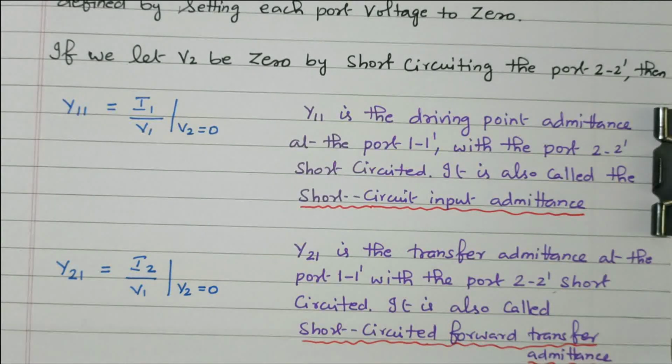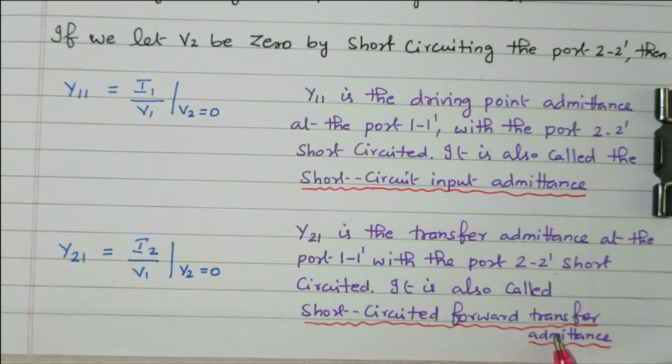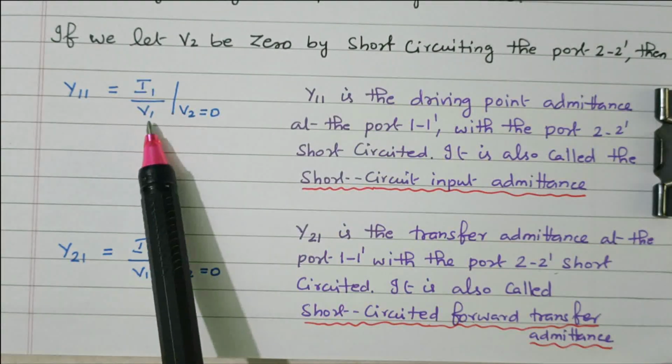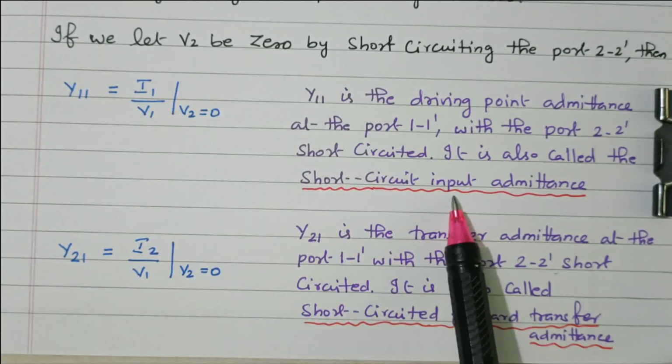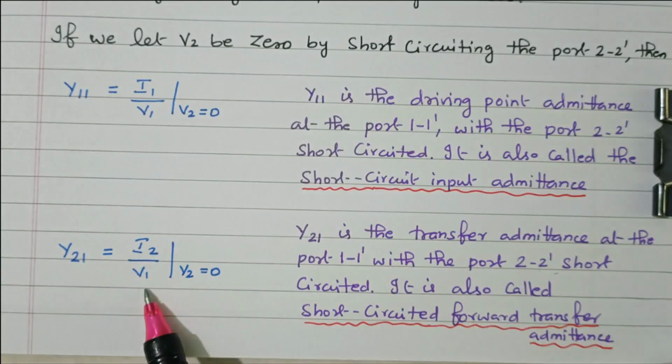From the expression we are clearly able to identify I1 by V1 as the admittance on the input side by making the output side short circuited. Similarly, Y21 equals I2 by V1 by making V2 equal to 0 in equation 2. What is Y21? Y21 is the transfer admittance at port 1, 1 dash with port 2, 2 dash short circuited. It is also called the short circuit forward transfer admittance. In Y11 we have I1 and V1, both on the input side, so it is the input admittance. Here I2 and V1, output current and input voltage, are involved, so it is called the transfer admittance.